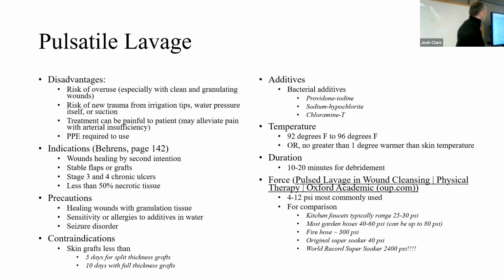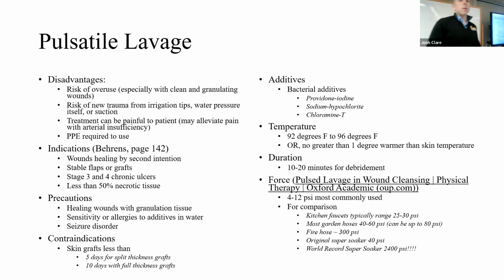Indications: wound healing by second intention. So we don't need to do this with primary intention, where everything's close together. Second intention, okay, we've got to clean this out. Stable flaps or grafts, more on that in a second. Stage 3 and 4 chronic ulcers, less than 50% necrotic tissue. Greater than that, we need a much more aggressive debridement.